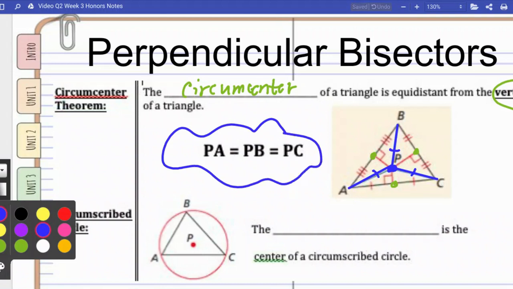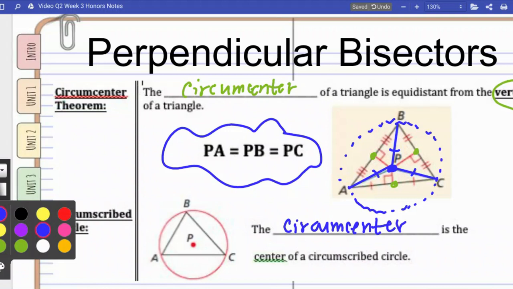The reason why it's called a circumcenter is because actually there's a circle outside that connects all the vertices of that triangle, which means that those three lengths, PB, PA, and PC, are the radii. So the circumcenter is actually the center of a circumscribed circle.